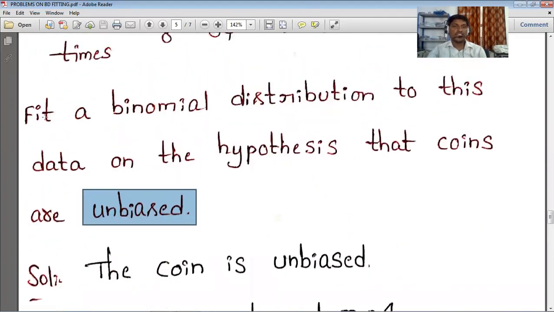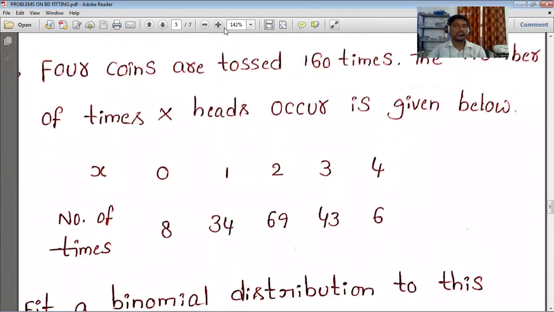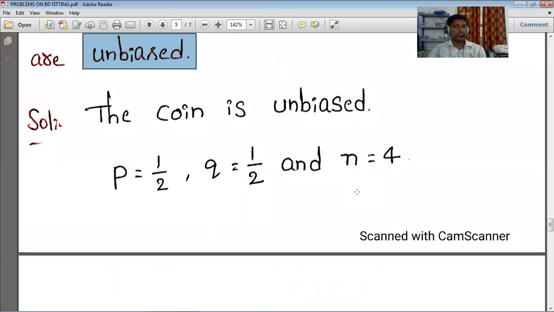and already they give the number of trials, N is equal to how much? 4. So here we simply wrote P is equal to 1 by 2, Q is equal to 1 by 2 and N is equal to 4. Okay, and next, P we know, Q we know, N we know. Then what do we require? Capital N we require.